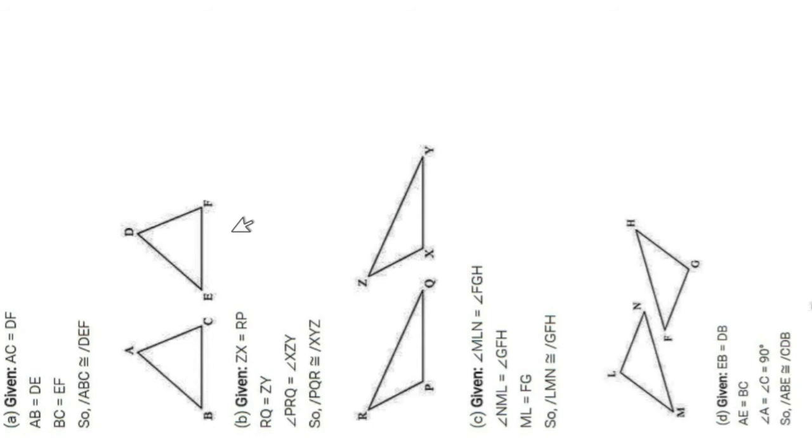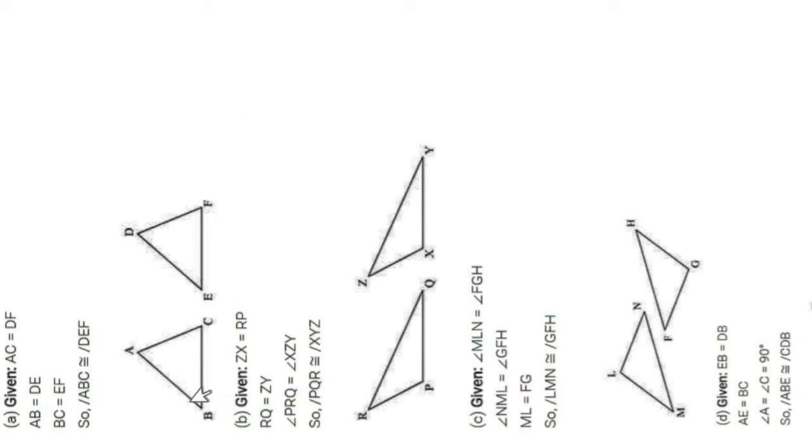Let us start with exercise 7.2. Question number 1. Which congruence criterion do you use in the following? Given that AC equal to DF, AB equal to DE, BC equal to EF, and triangle ABC congruent to triangle DEF. Now here triangle ABC and triangle DEF are given. So we can see AC equal to DF. Side AB equal to DE. Side BC equal to EF.